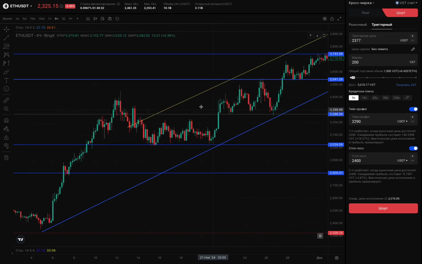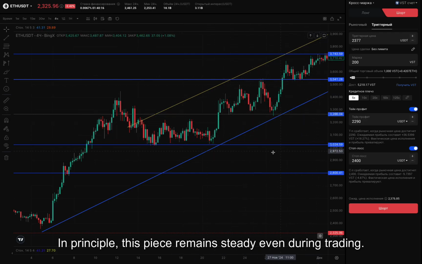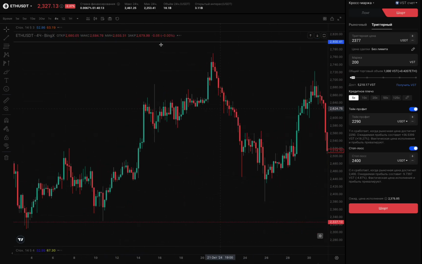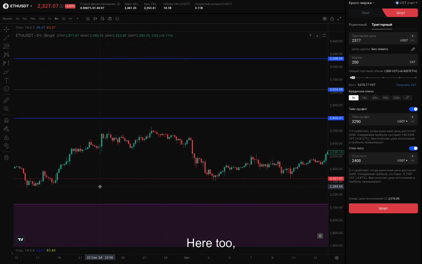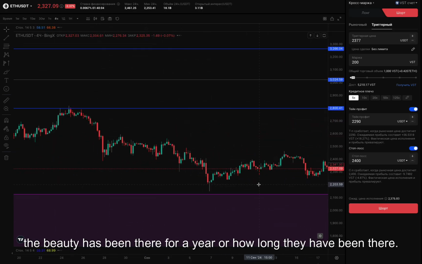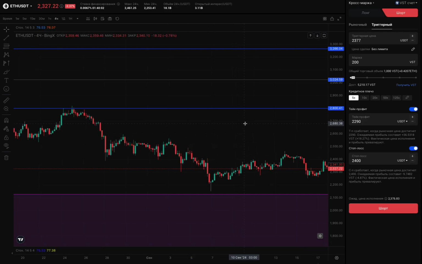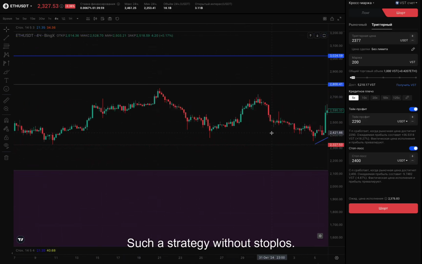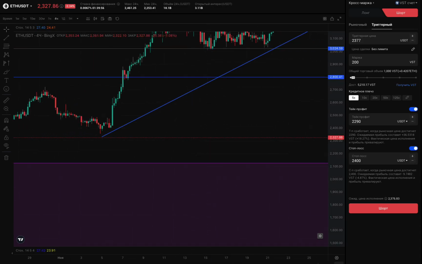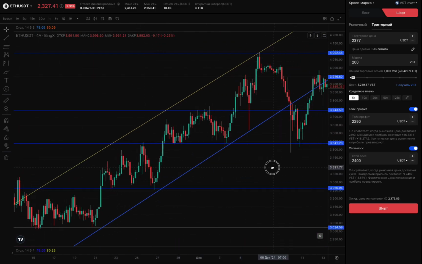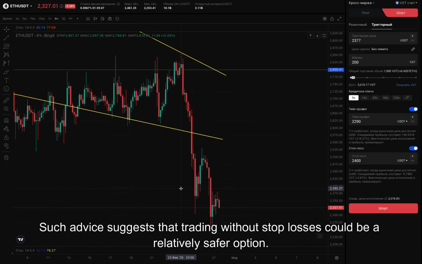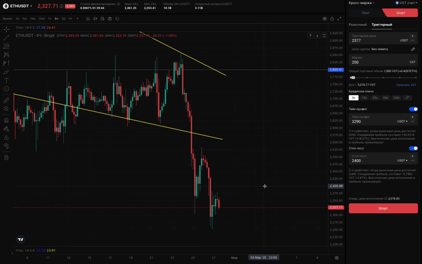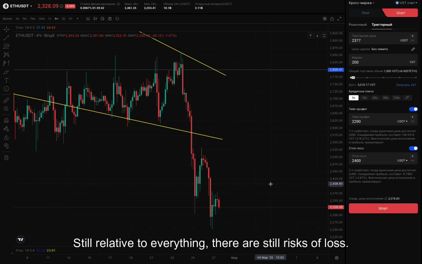In principle, this remains steady even during trading. Such a strategy without stop loss, I'm kind of not a fan of it for newbies. Such advice suggests that trading without stop losses could be a relatively safer option. Still, relative to everything, there are still risks of loss.